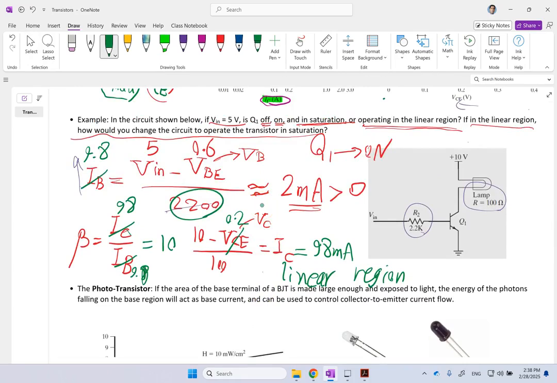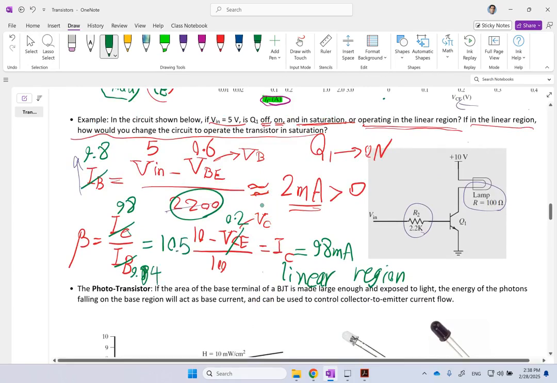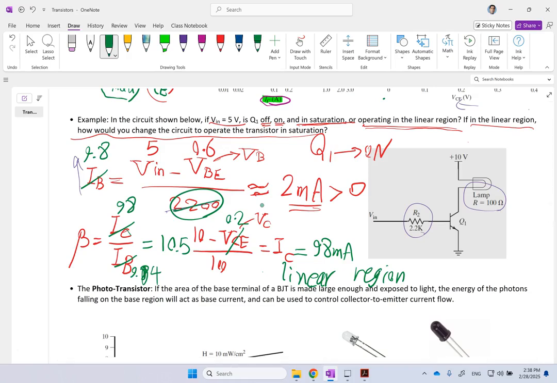So they used 9.4 here, and the ratio they use is 10.5. And for that, you need to change this 2200 to 470 ohms. So if you change this to 470 ohms, your IB current instead of 2 is going to be 9.4 mA. It brings your beta to about 10, for which this VCE of 2.2 is correct. Now, since your beta is 10.5, quite a bit less than 20, you can say that now you are working in the saturation region.